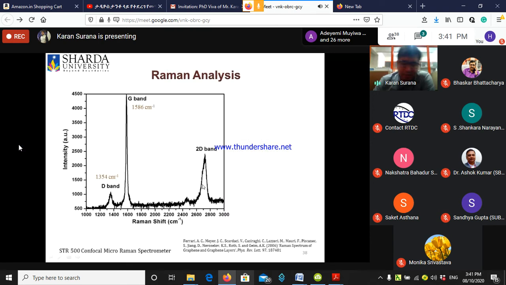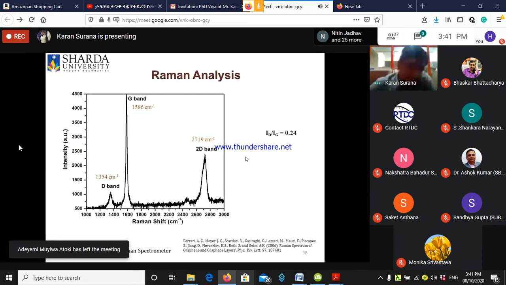Now, the Raman analysis of the reduced graphene oxide. The D band, G band and 2D band peaks were at the expected positions. The graphite peak, or the G band peak, has a much higher intensity compared to the D band peak. So by calculating the ratio between these two, we can identify the crystallinity or the amorphicity of the material. The obtained ratio is 0.24, which suggests that the RGO prepared is of highly crystalline nature.